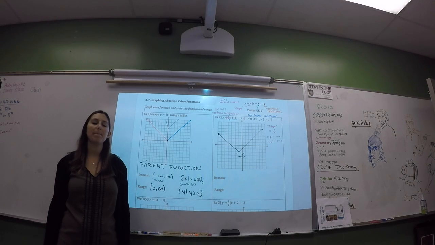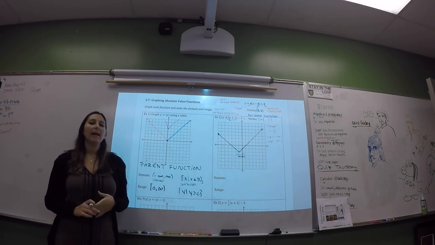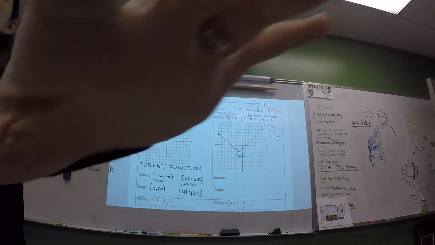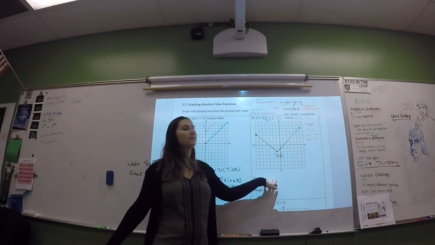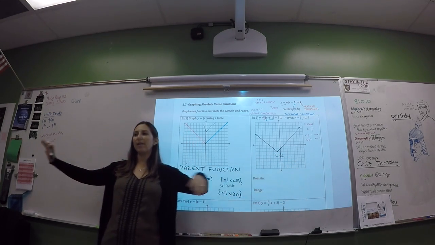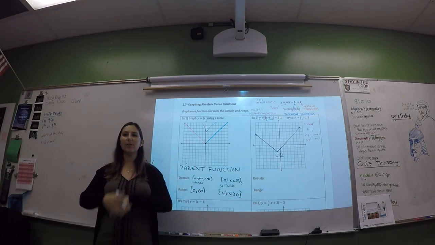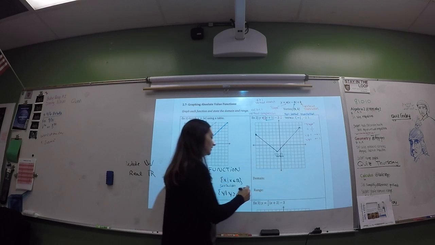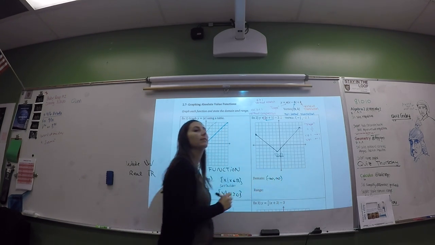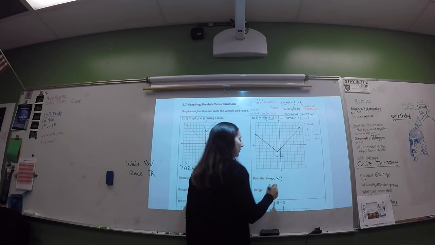Okay, and then it wants us to identify the domain and the range. Domain: how far does it go to the right? Infinite. How far does it go to the left? Infinite. So the domain is all real numbers. There are 2 ways to write that: interval notation, or set builder notation.